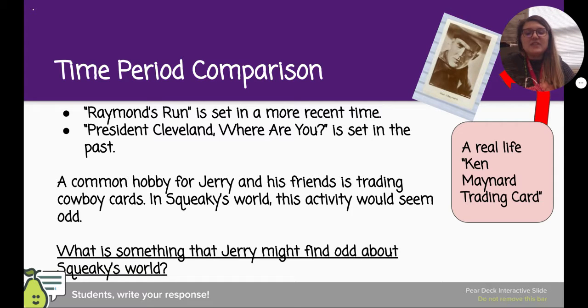What do you think is something that Squeaky did that Jerry might find odd? Maybe it could be the fact that Squeaky just focused on running. Maybe it was that Squeaky watched after her brother. Think about something that was important to Squeaky that would feel odd to Jerry.